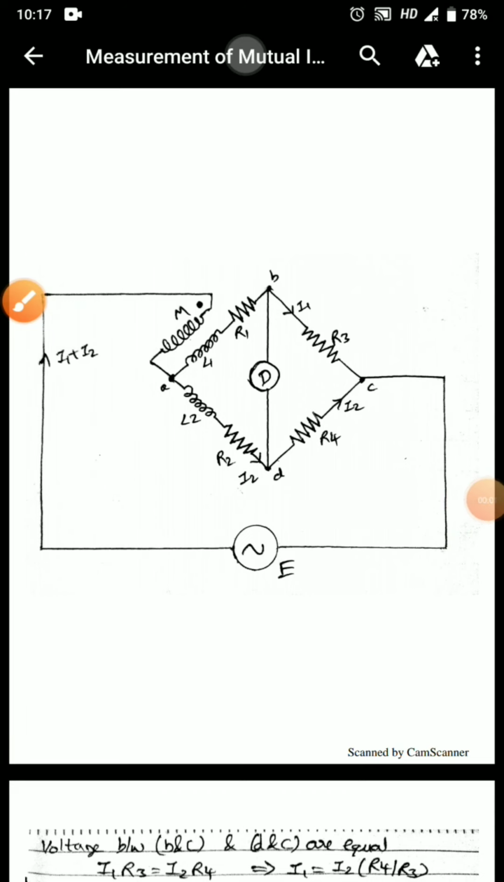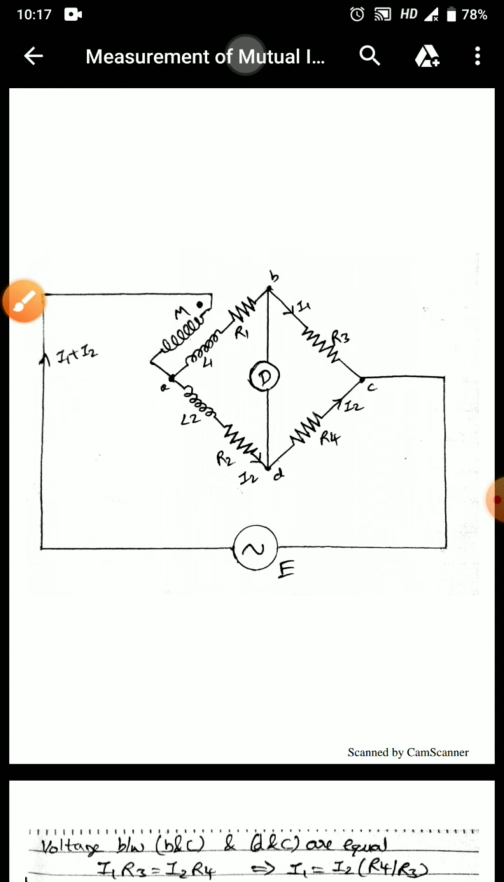Good day everyone. In today's lecture, we'll be discussing the measurement of mutual inductance using the Heaviside bridge, and we'll also be discussing Campbell's modification of the Heaviside bridge. In the second part of the lecture, we'll be discussing the measurement of frequency using a Wien bridge. We will start the discussion with the Heaviside mutual inductance bridge.